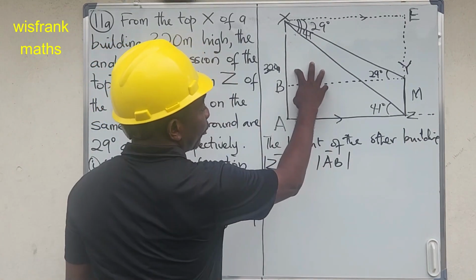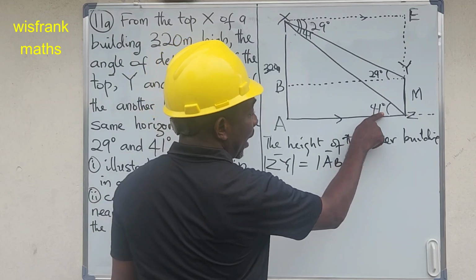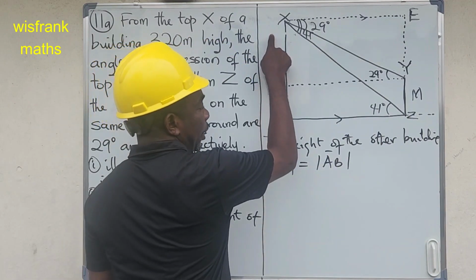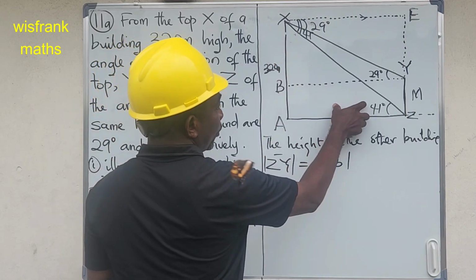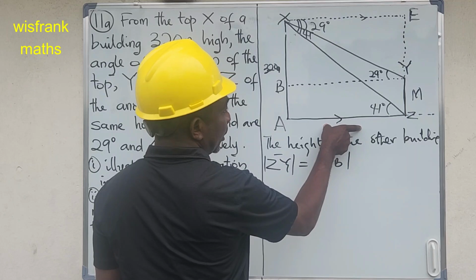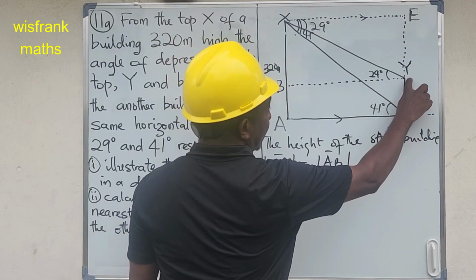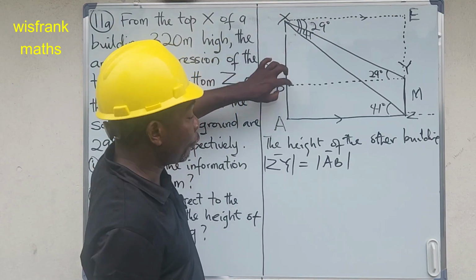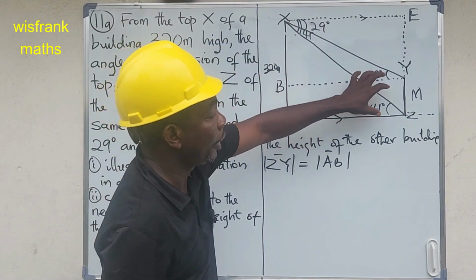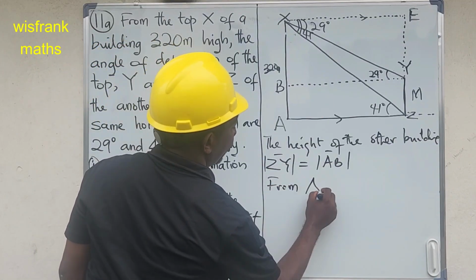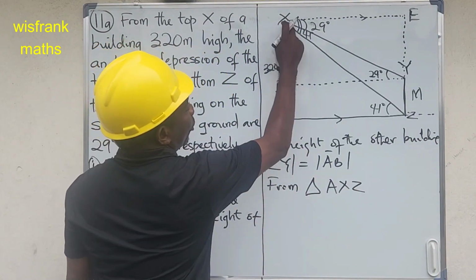From here, we take this first triangle. We have an angle here, correct? This side is not known and this side is known. So we can use this first triangle to find the length of this side. To find this side, we will find the length of this one, then subtract it from here, and we have the length of this building. The first one we are going to take is triangle AXZ, this triangle.